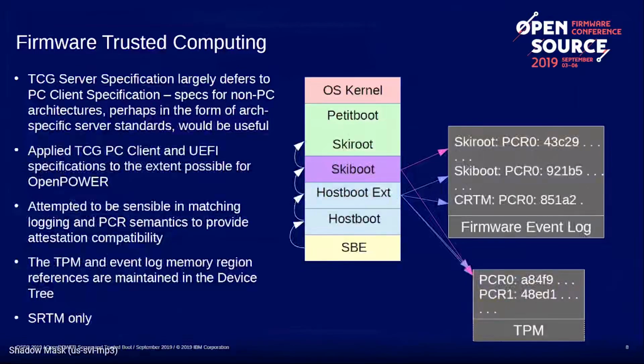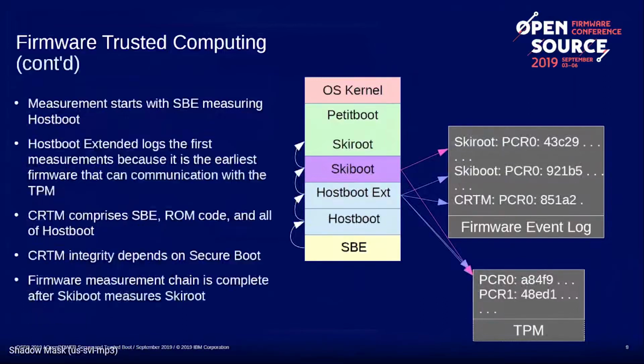In our case, we're using the device tree to locate our TPM and the event log area and pass that along to higher layers. And as I mentioned before, we only have a static root of trust for measurement. The measurement starts with the self-boot engine measuring host boot. Host boot loads another layer called host boot extended, and host boot extended is actually the first piece of firmware that has the ability to communicate with a TPM. So the TPM measurements are squirreled away until such time as host boot extended can extend those into the TPM.